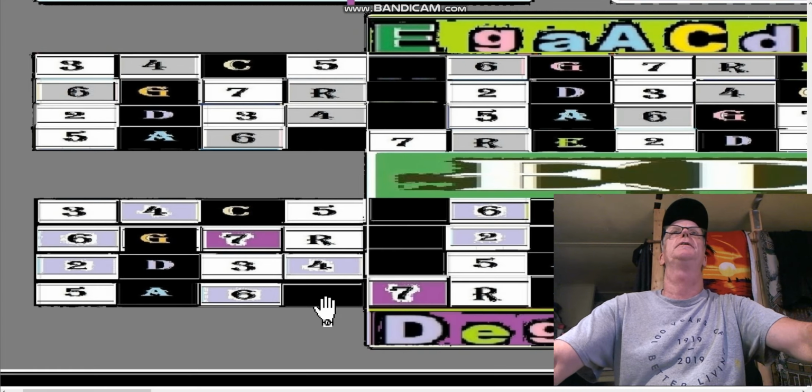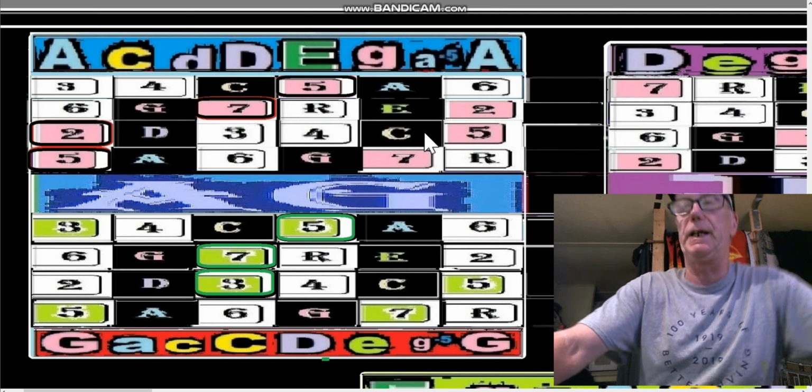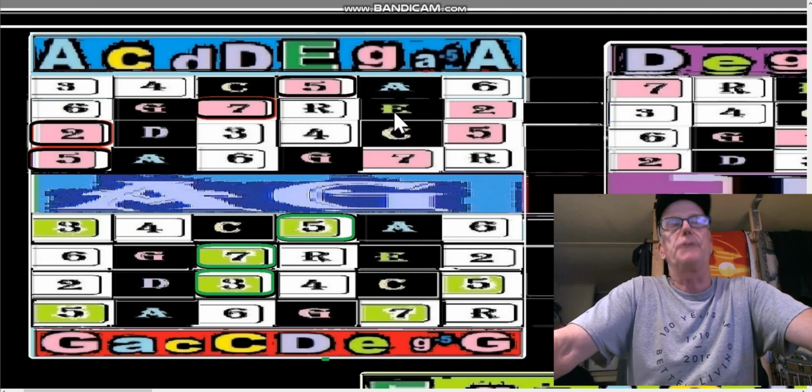Now let's look at the Mixolydian quickly, because we have to bring this to a close. It's raining and my cats have to be fed.